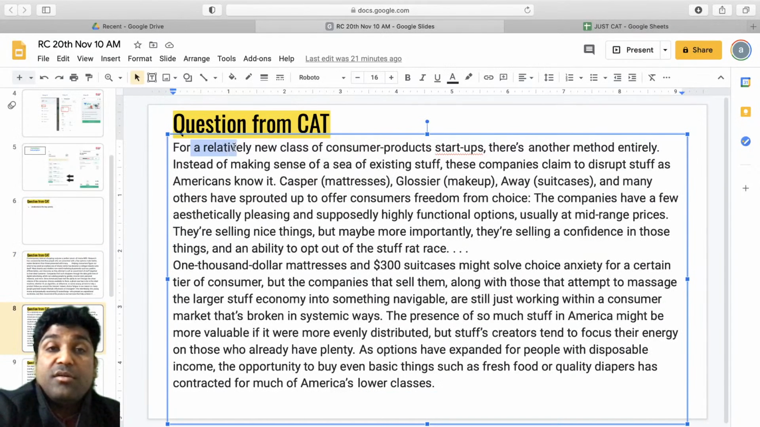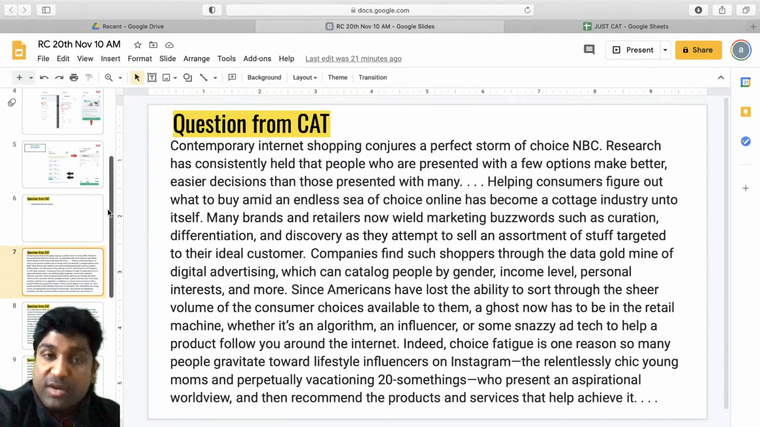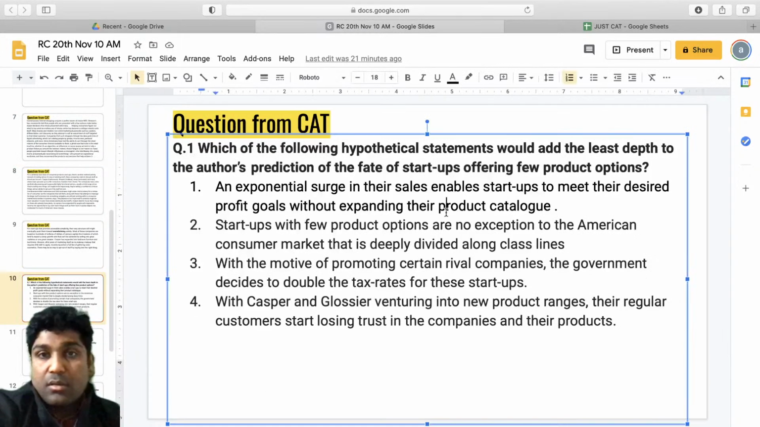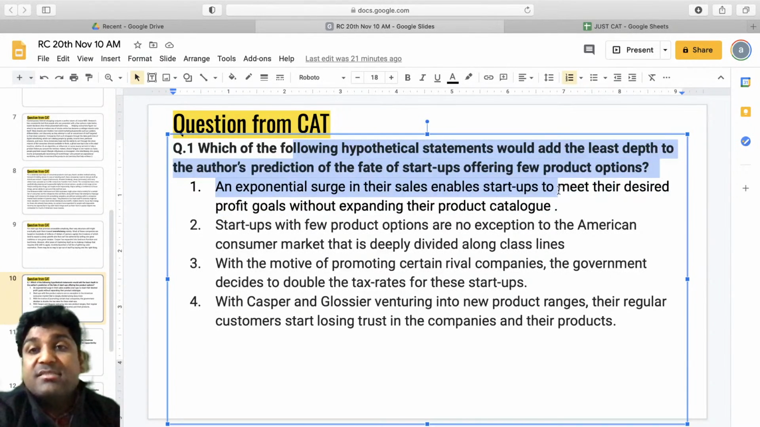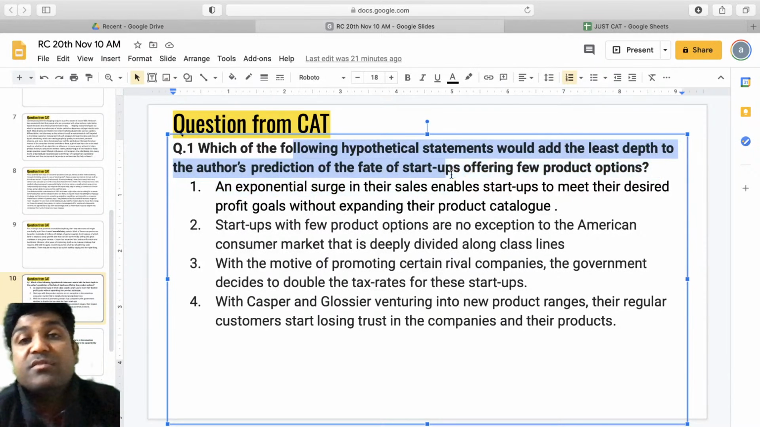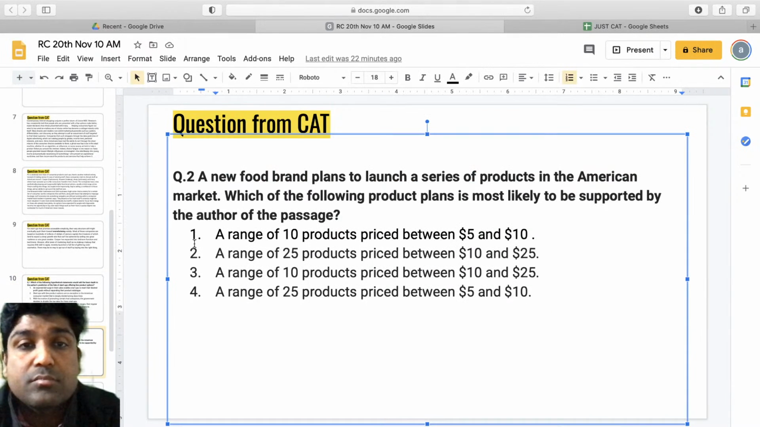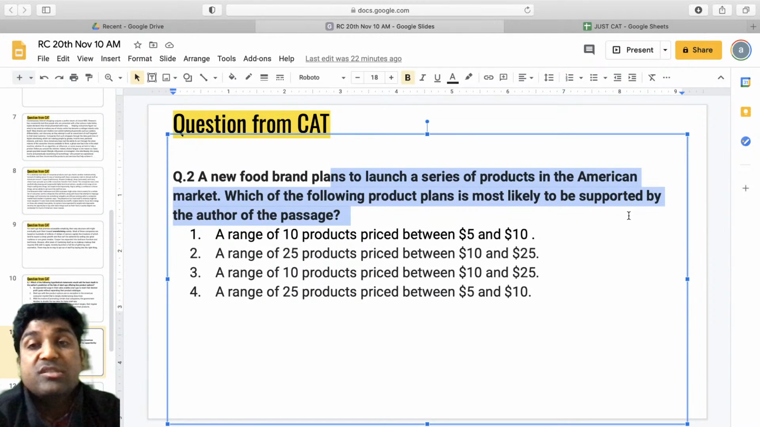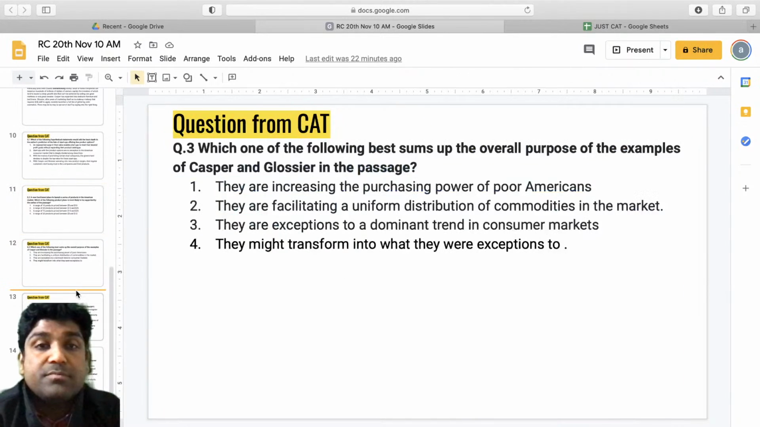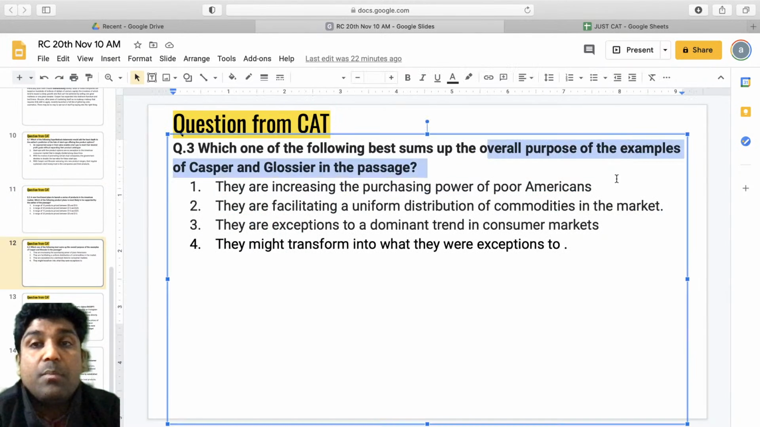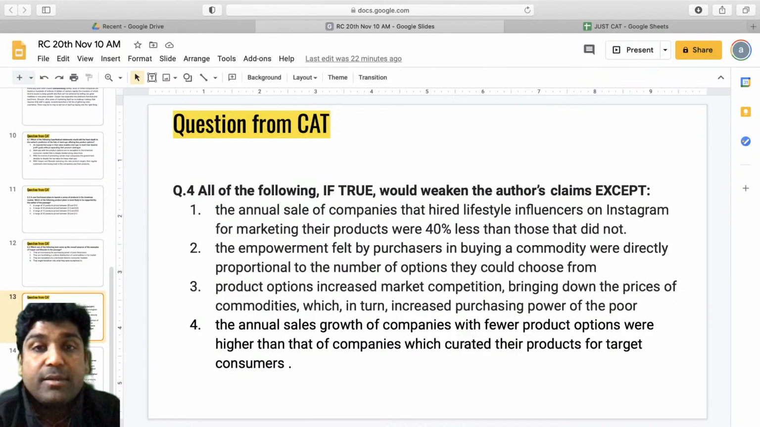For a relatively new class of consumer startups, let's try and solve questions based on whatever we have read. Okay, let's do this. Which of the following hypothetical statements would add least depth to the author's prediction of the fate of startups offering few preferred options? This we have not read thus far. Food brand series of products in American market. Which one of the following products is most likely to be supported by the author? This has not come yet. Purpose of example of Casper and Glossier, I have not yet read.